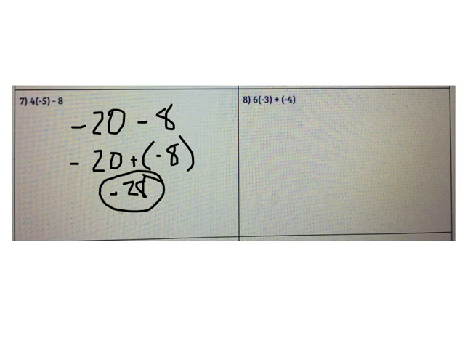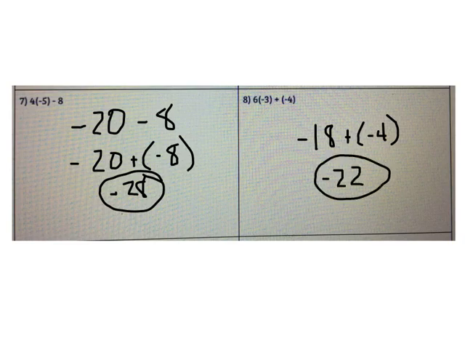Now you try one. What's 6 times negative 3 plus negative 4? Well, 6 times negative 3 is negative 18 plus negative 4. The signs are the same, so I can add them and keep the sign. My answer is negative 22.